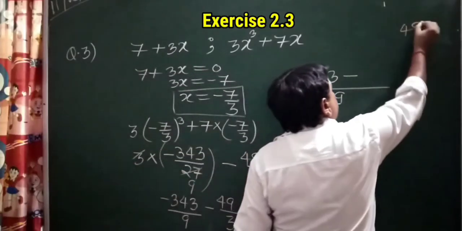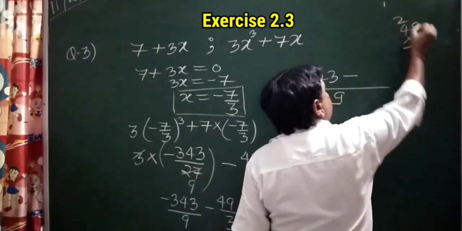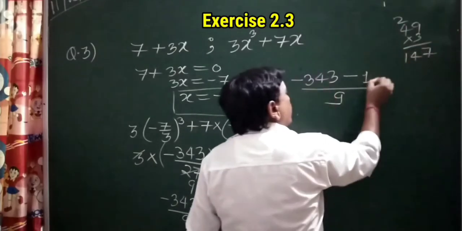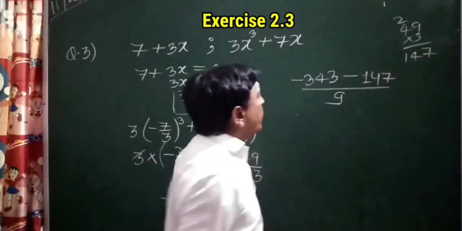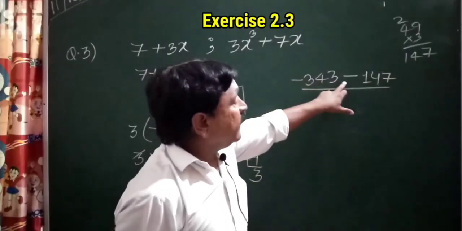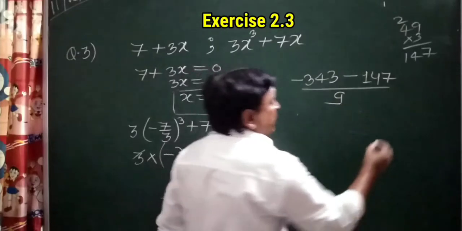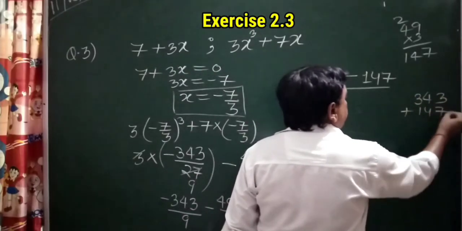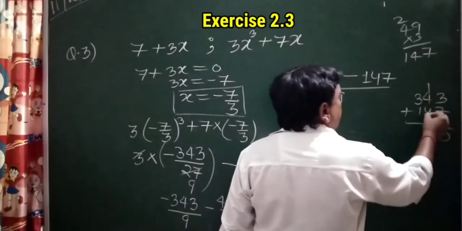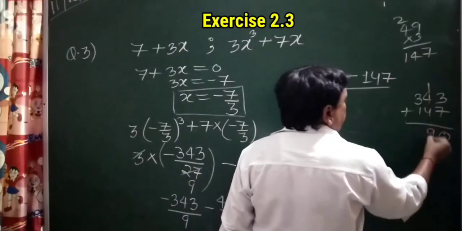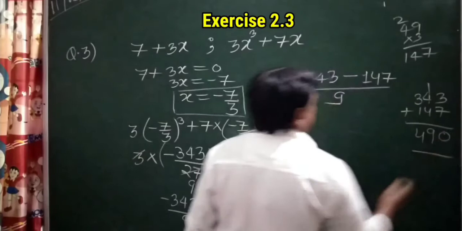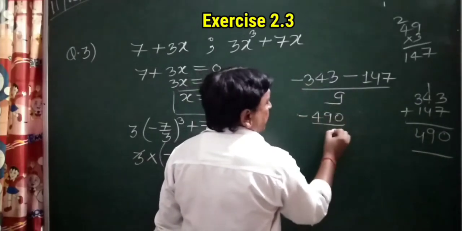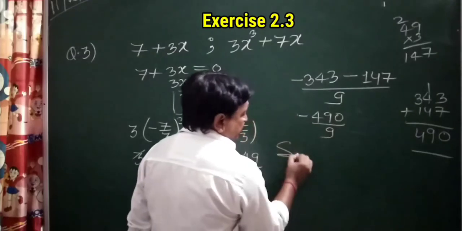How much is 49 into 3? 9 3s are 27. 4 3s are 12, and 2 makes 14. 147. Now we all know minus minus gets added but with the minus sign. So 343 plus 147. 7 plus 3 is 10. 4 plus 4 is 8, and 1 makes 9. 3 plus 1 is 4. It will come minus 490 upon 9.